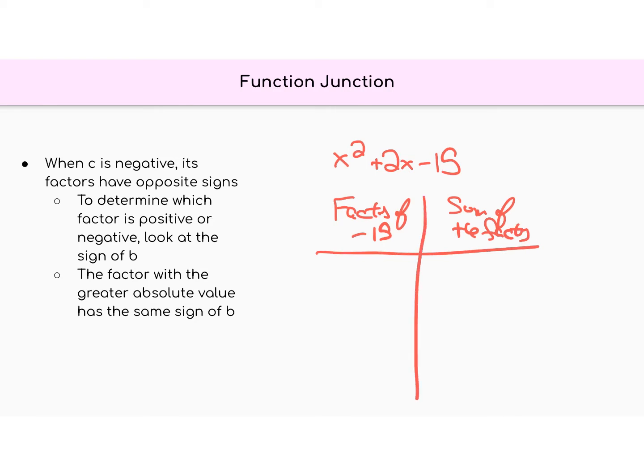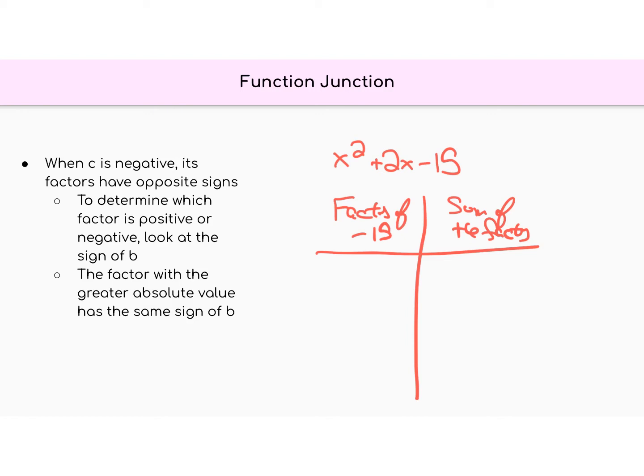Okay, so now let's take a look at our rules here. So when c is negative, the factors are going to have opposite signs. So to determine which factor is positive or negative, we have to look at the sign of b. So in this case, b is positive. The factor with the greater absolute value is going to have the same sign as b. So let's work through our table.